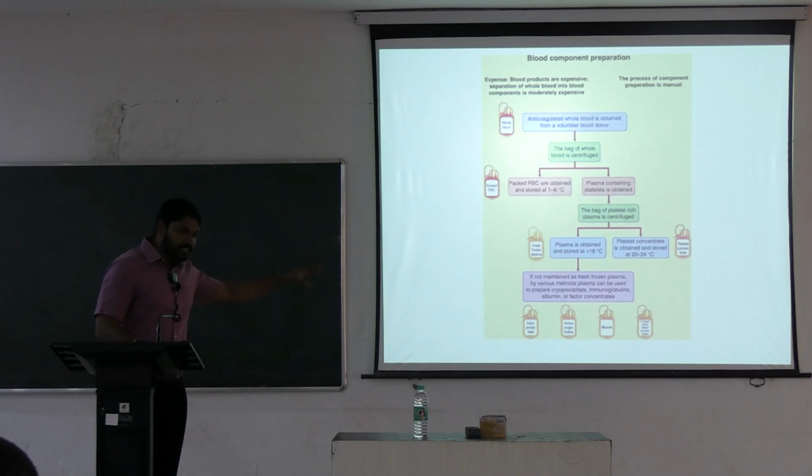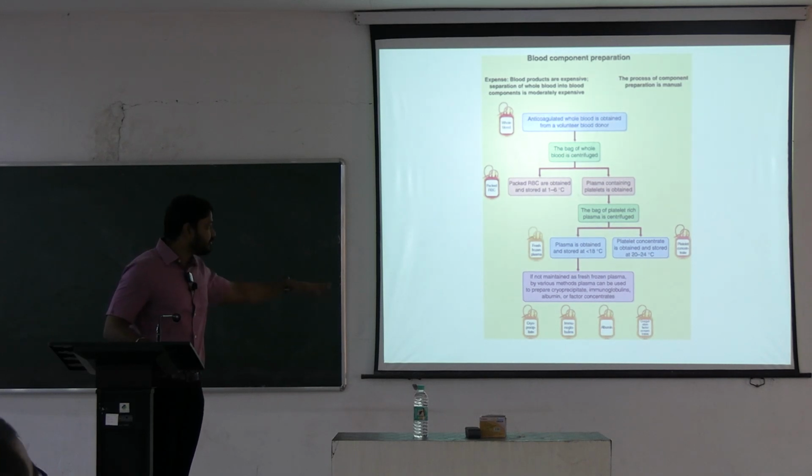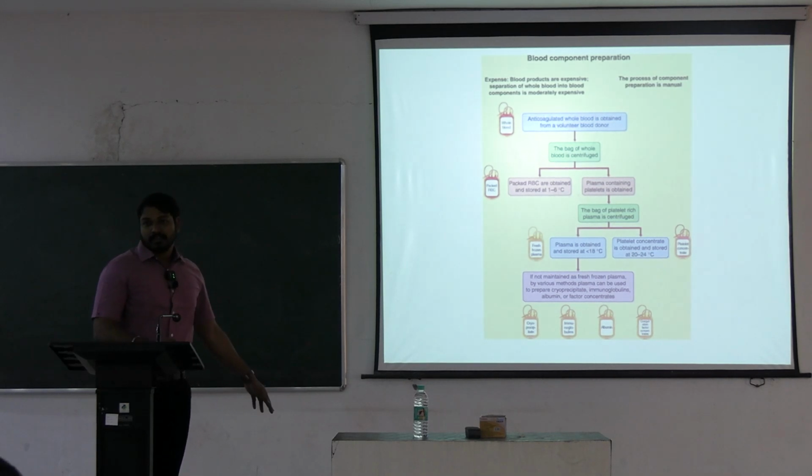plasma. From the plasma, you again centrifuge. From that, you get fresh frozen plasma and platelets. Fresh frozen plasma, when you again centrifuge, you get cryoprecipitate, albumin and other things. Understood?